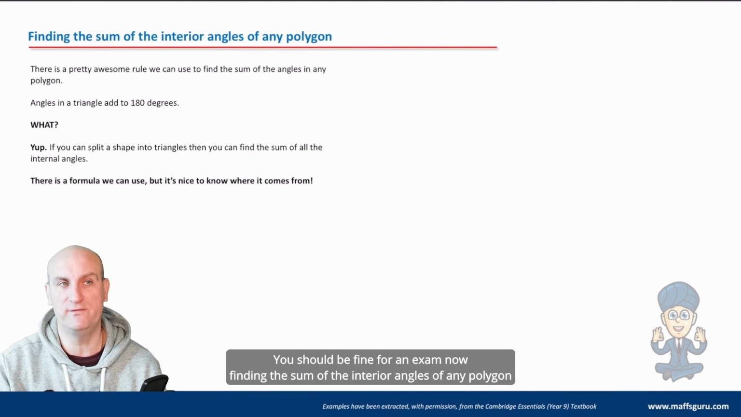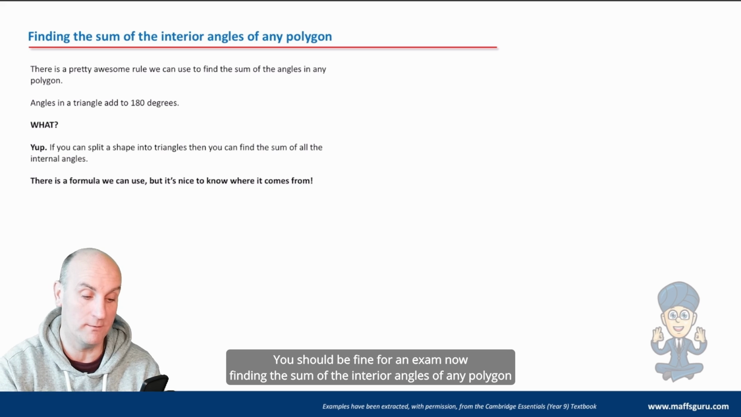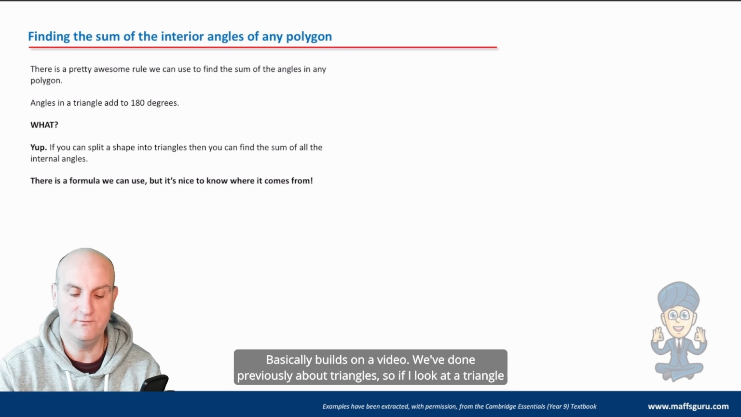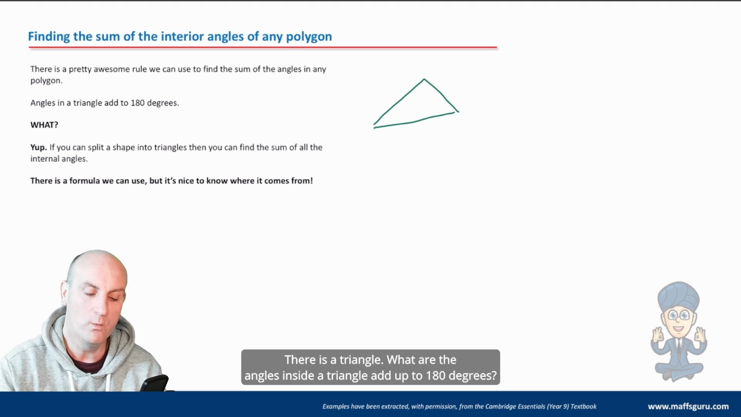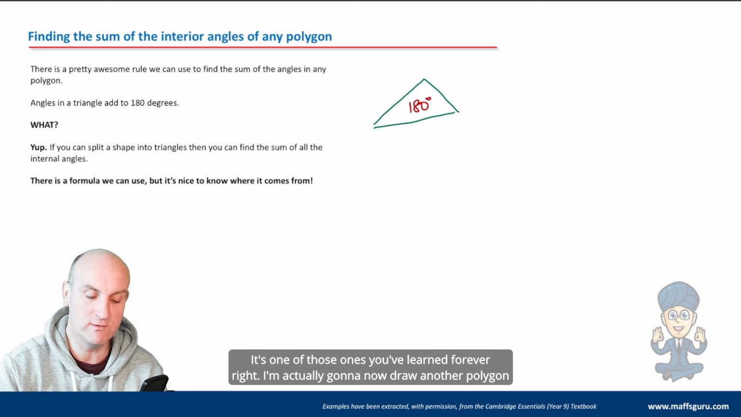Now, finding the sum of the interior angles of any polygon basically builds on a video we've done previously about triangles. So if I look at a triangle, there is a triangle. What do the angles inside a triangle add up to? 180 degrees. It's one of those ones you've learned forever.